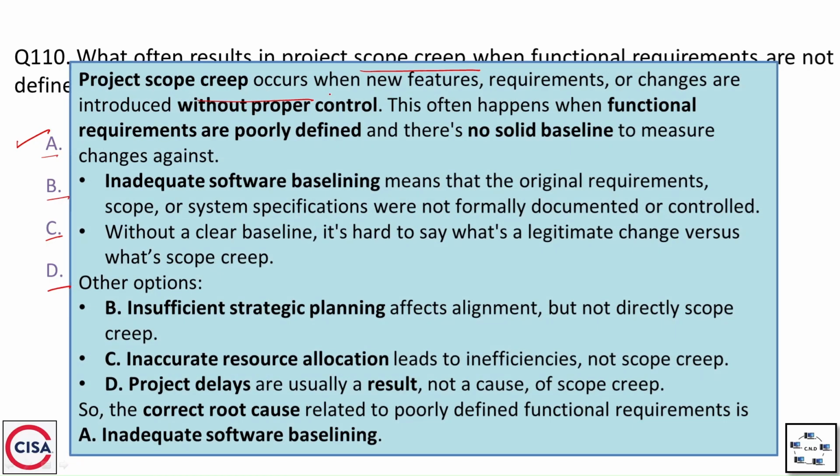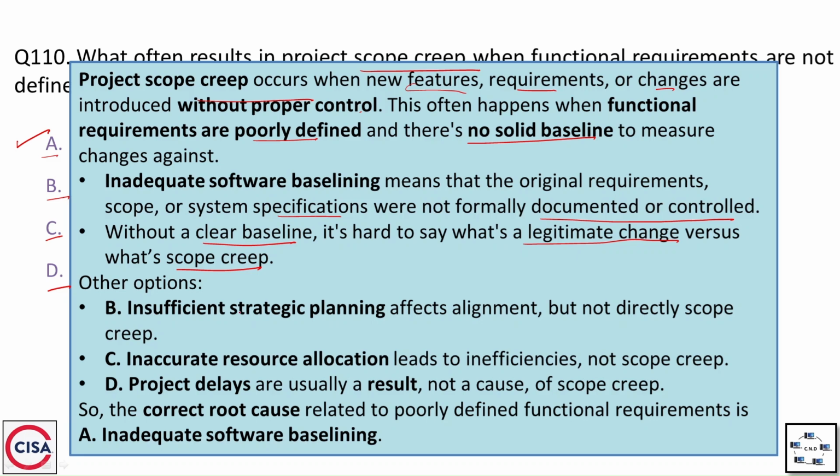Project scope creep occurs when new features, requirements, or changes are introduced without proper control. This often happens when functional requirements are poorly defined and there is no solid baseline to measure changes against. Inadequate software baselining means that the original requirements, scope, or system specification were not formally documented or controlled. Without a clear baseline, it's hard to say what's a legitimate change versus what's scope creep.